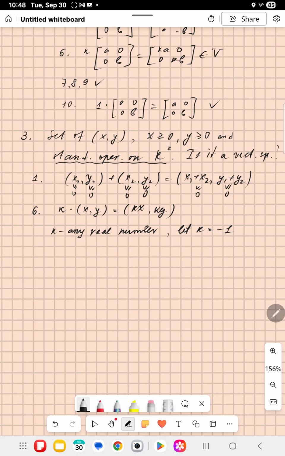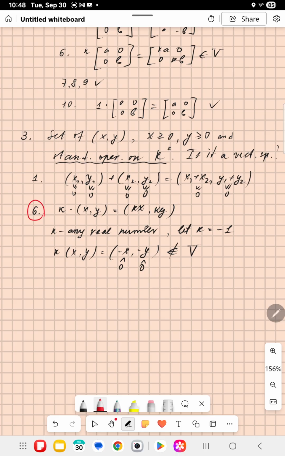What are we going to have in this case? k times (x, y) is going to be equal to (-x, -y). And these two numbers are going to be negative, so the result doesn't belong to the set, and it's not going to belong to the vector space. So we have axiom number 6 not working.